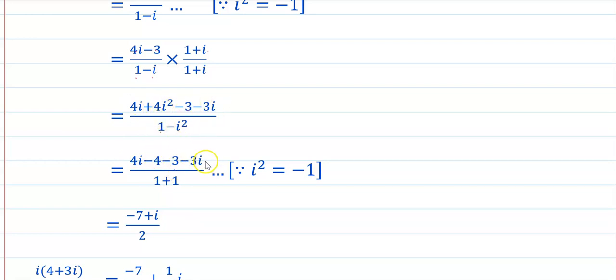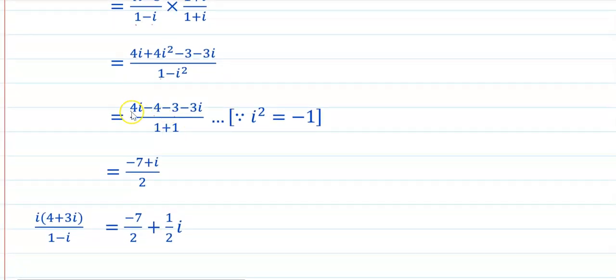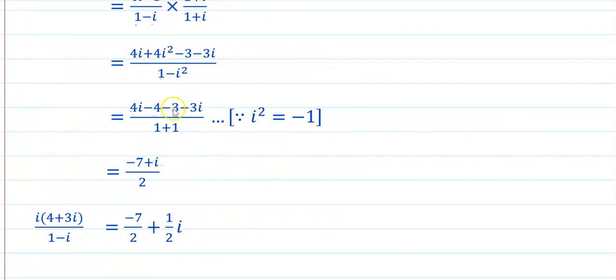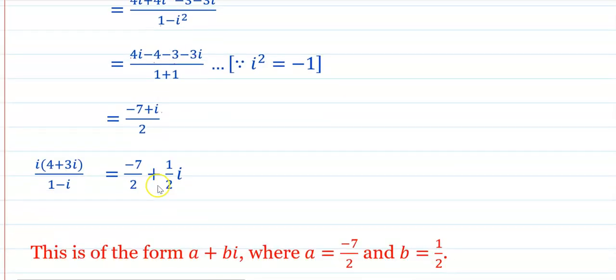Minus 3, minus 3I. Okay. 4I minus 3I, and hence you are getting I. Minus 4 minus 3, minus 7. Minus 7 plus I upon 2. And hence the number I in bracket 4 plus 3I upon 1 minus I equals, separating this and dividing with 2, minus 7 upon 2 plus 1 upon 2 into I.